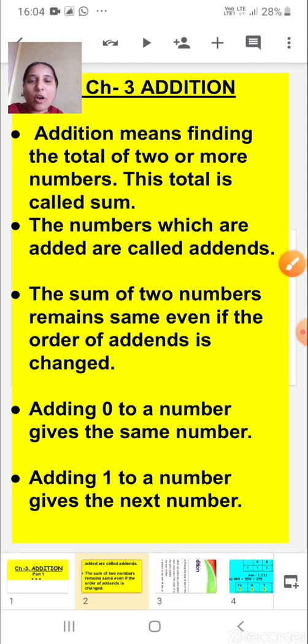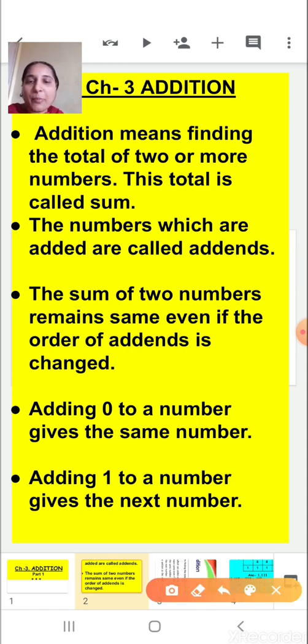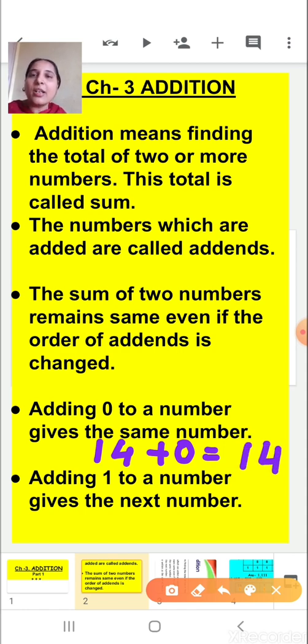Okay. Now point number 4: adding 0 to a number gives the same number. So suppose 14 plus 0. When I add 0 to 14, what will I get? That number itself, the same number. So when you add 0 to any number, you get that number itself.